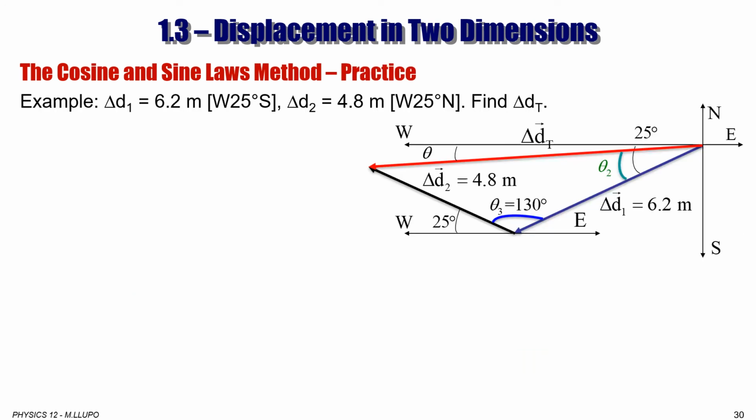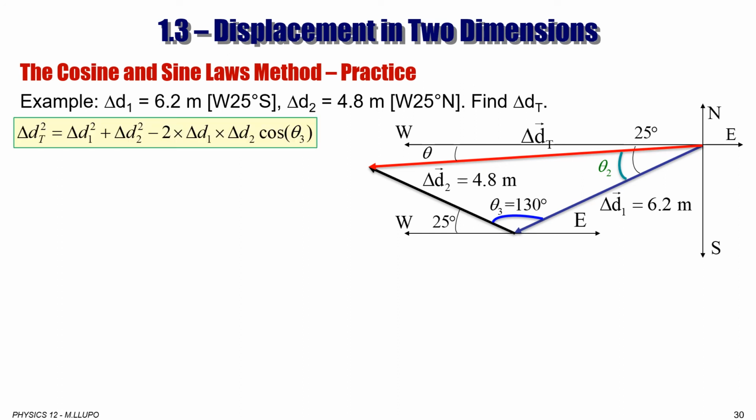Okay, we're going to take the same problem that we solved using scale graph diagram, using component method. Now we're going to use the same problem and we're going to solve it using cosine and sine law method. So what we had: delta D1 6.2 west, 25 south, delta D2 4.8 west, 25 north, and find delta D total. So delta D total is equal to delta D1 square plus delta D2 square minus 2 delta D1 delta D2 cosine theta, and we square root it.